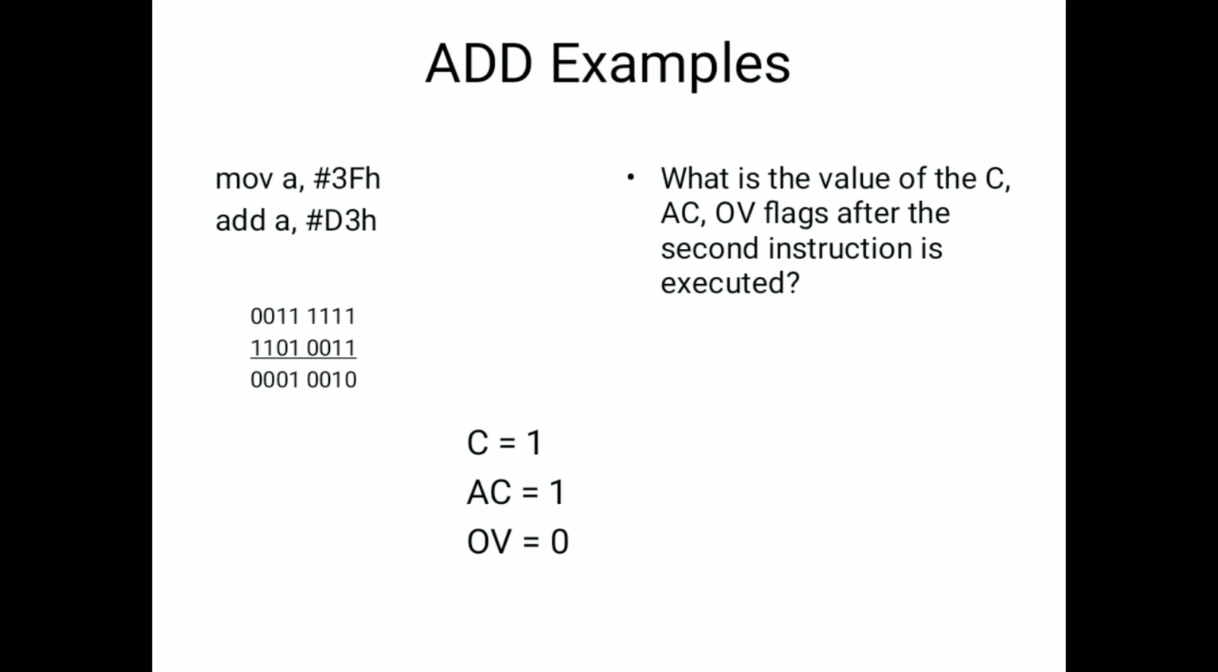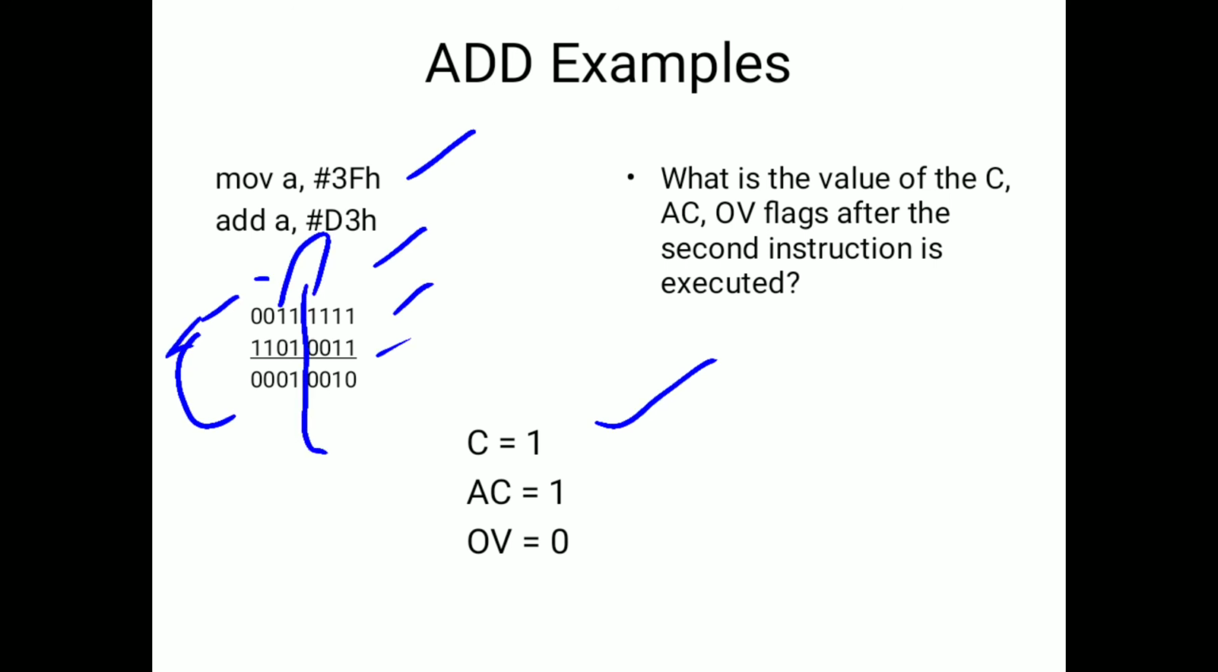Let's see an example of the add instruction. Suppose we move the data 3FH into the accumulator and add this data with D3H. The digits 3 and D will be added, and so on. After adding, we see that we have a carry from the outside, so the carry flag will be 1. Here we will have a carry after the 4-bit nibble. If a carry is generated there, the auxiliary carry will be 1, and if overflow is there, then it will be 1.